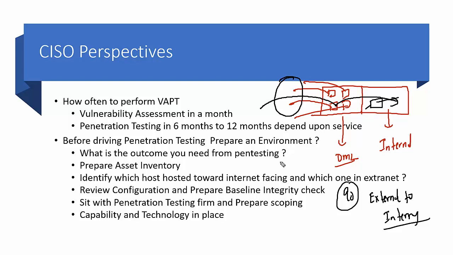So we understood that outcome, and another outcome is that we need to comply with legal regulations. Set your expectations clearly with pen testers: what kind of report we want and what scoping we have. Outcome is very important to understand, because based on the outcome you define the scope, the testing, and the level of testing. Then, in order to prepare the testing environment, you need to prepare the asset inventory first.